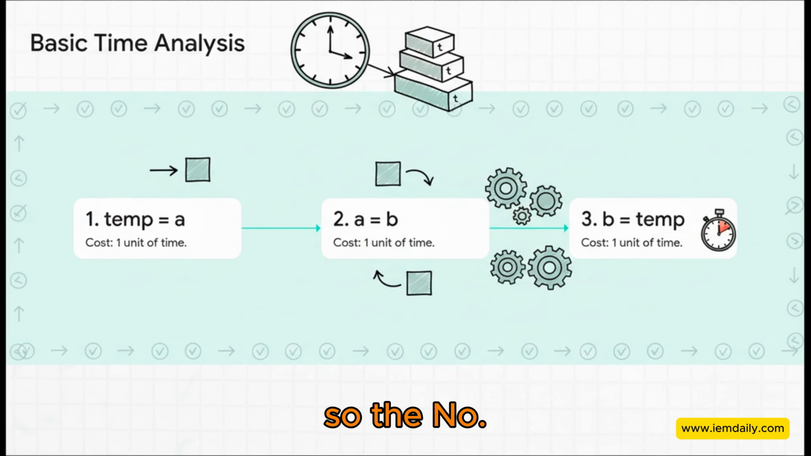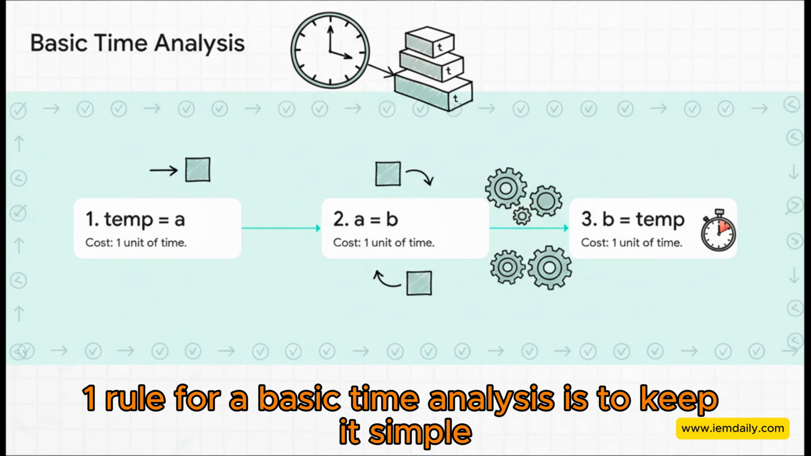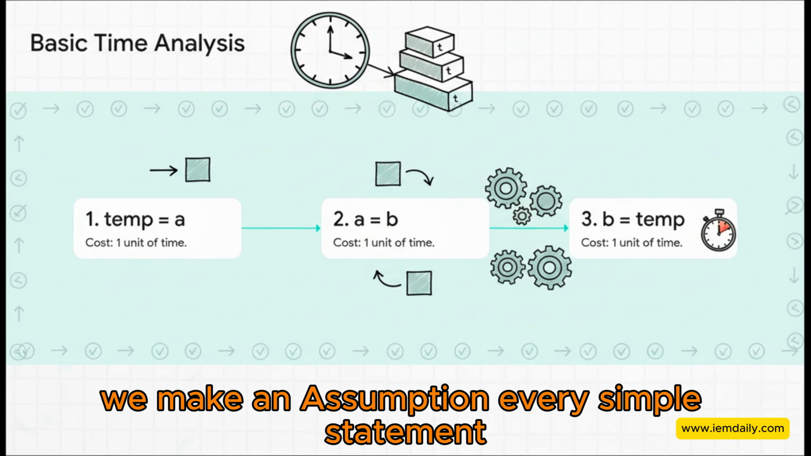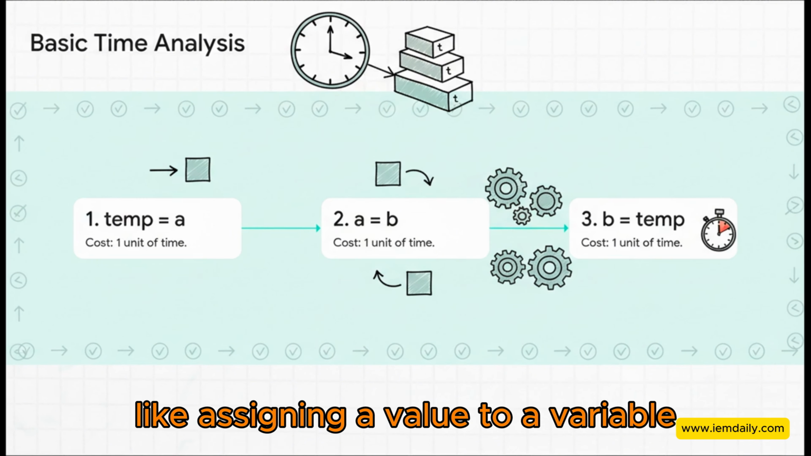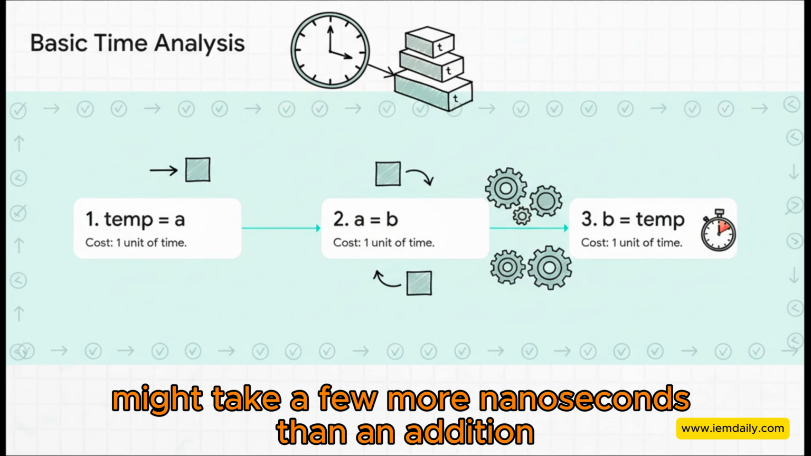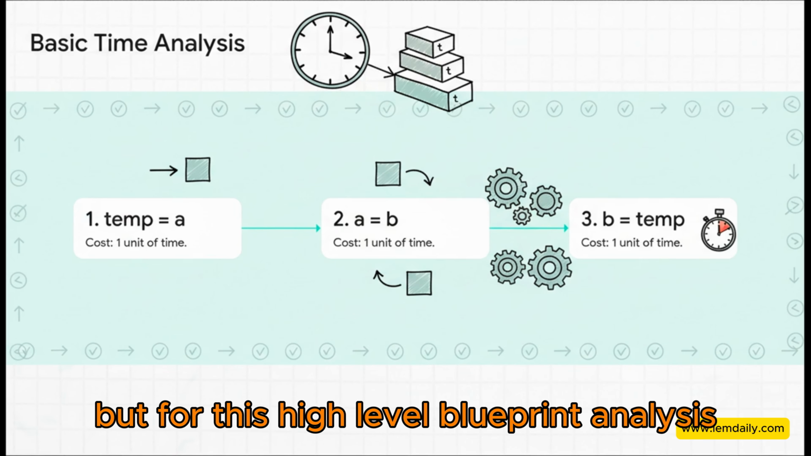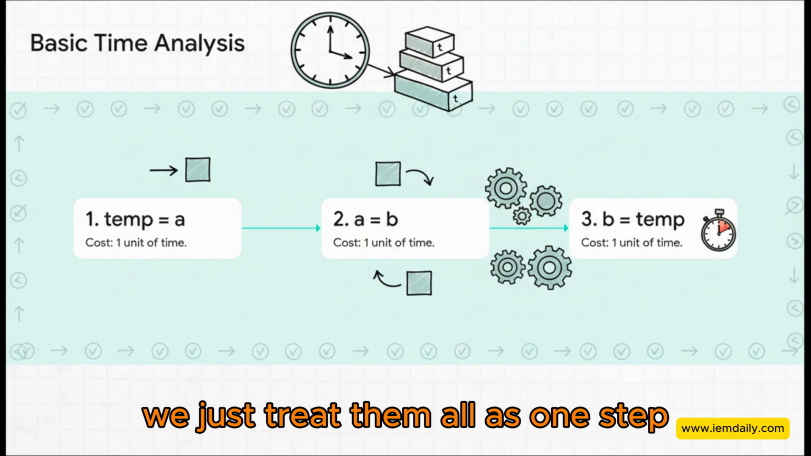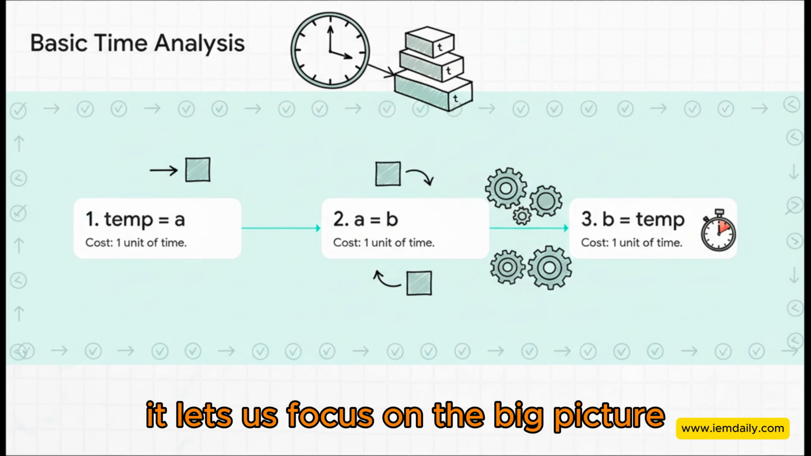Okay, so the number one rule for a basic time analysis is to keep it simple. We make an assumption. Every simple statement, like assigning a value to a variable, takes 1 unit of time. Now sure, in the real world, a multiplication might take a few more nanoseconds than an addition, but for this high-level blueprint analysis, we just treat them all as one step. It lets us focus on the big picture.